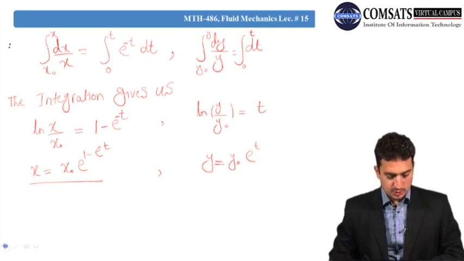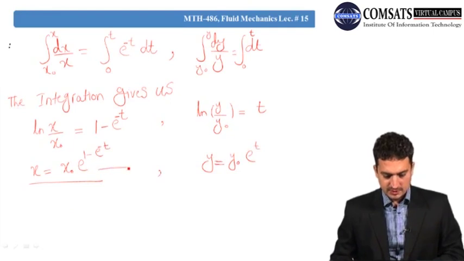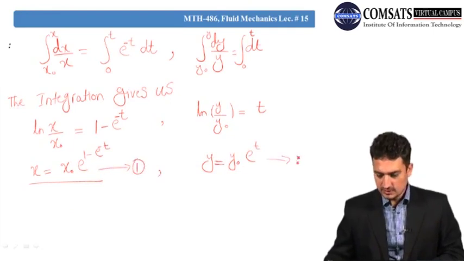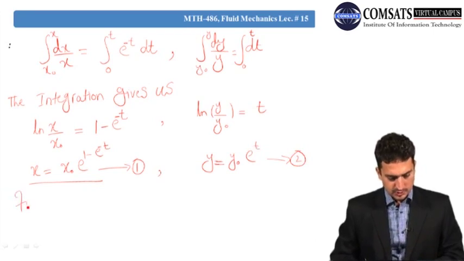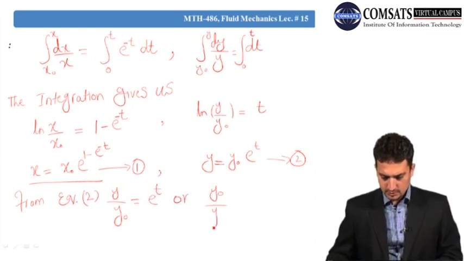अभी तक हमने क्वेश्चन को कोई नंबर्स नहीं दिए, so we can simply name it as equation 1 and this as equation 2. Now from equation 2, y over y naught is equal to e to the power t, or y naught over y is equal to e to the power minus t.